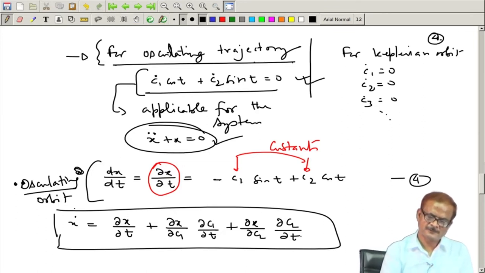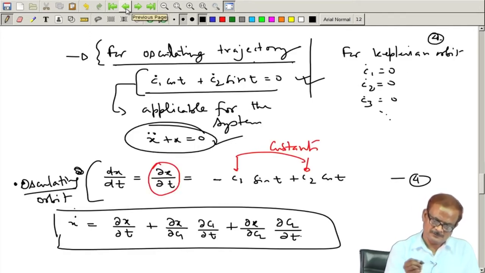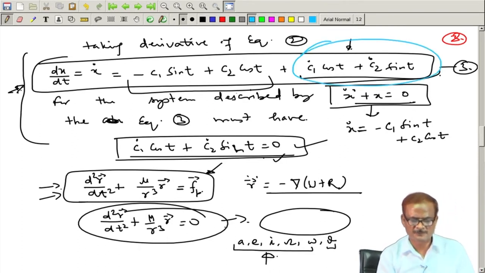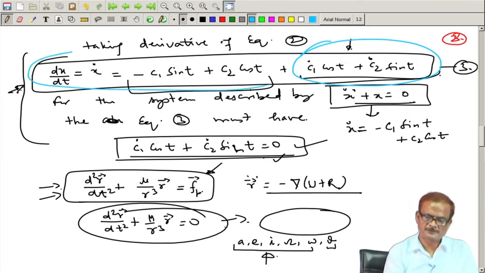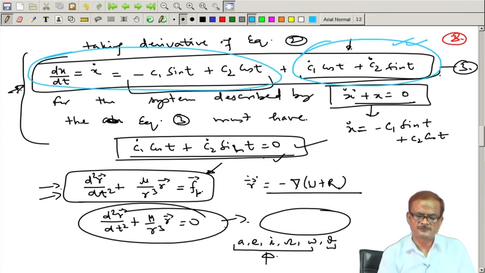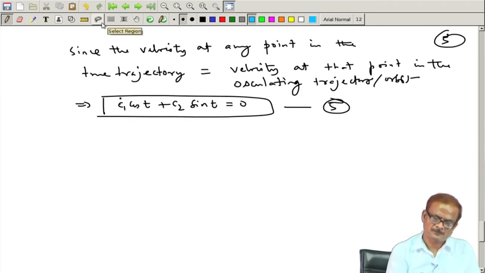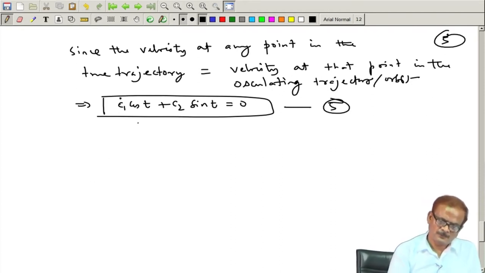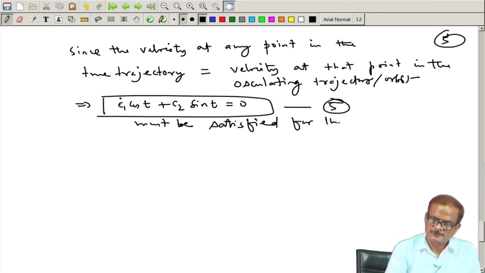For the osculating trajectory, c1 dot cos t plus c2 dot sin t must be 0. This is our equation. So, in this equation, this part must be 0 if we are considering only the osculating orbit solution. So, this will represent the osculating orbit, and this part is equal to 0 then. Satisfied.